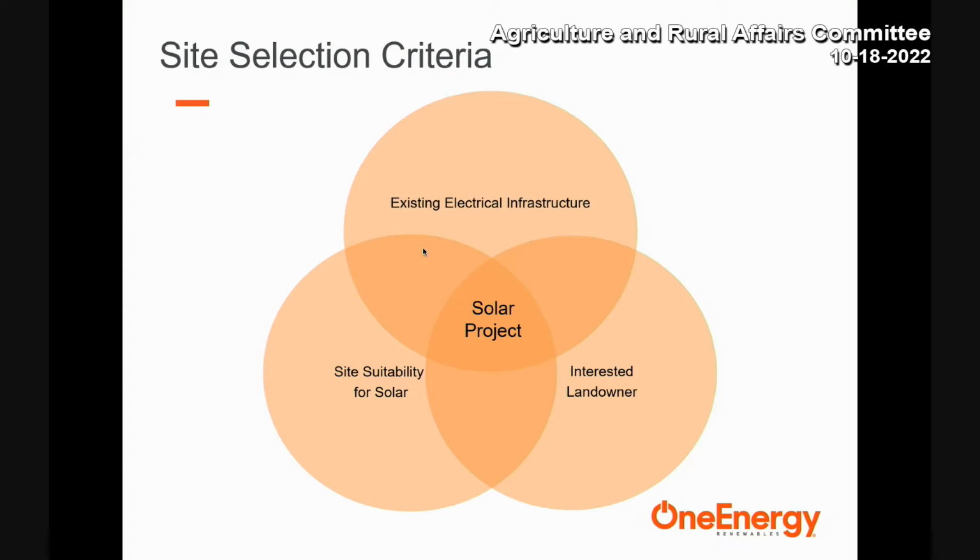From there, then we're looking for a site that's suitable from a construction standpoint, and we need to be able to build a project that's going to be efficient and cost-effective to construct. So that takes into account slope, depth to bedrock, wetlands that we may need to avoid, and any kind of site constraint that would limit our ability to build a very efficient site. And then the last component is an interested landowner, so someone who's willing to host that project for a long duration of time.